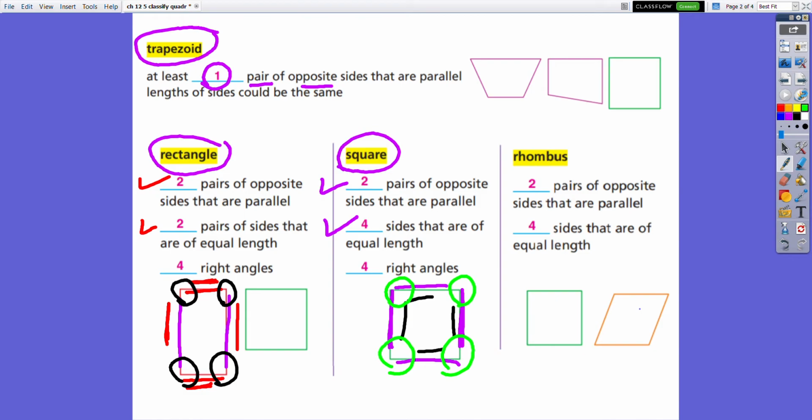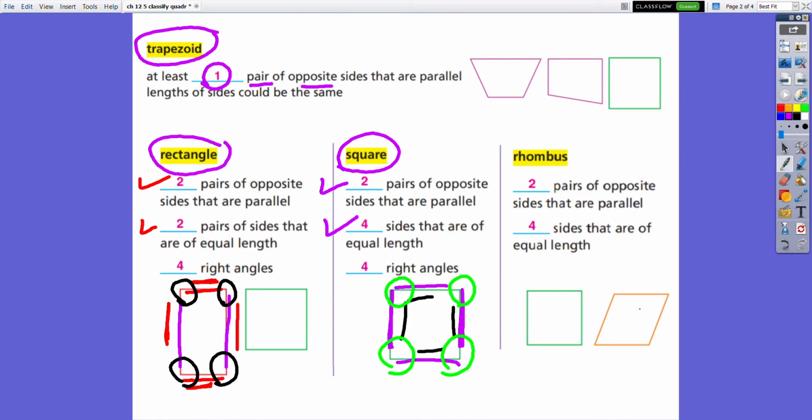What's the difference between square and rectangle? Both of them have 2 pairs of opposite sides that are parallel. And the thing that is different is rectangle has 2 pairs of opposite sides that are equal length, but the square has 4 sides that are equal length. And both of them have 4 right angles. Okay.